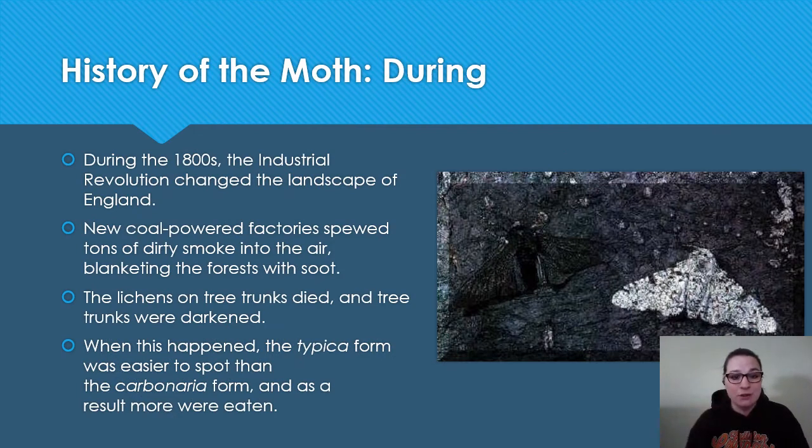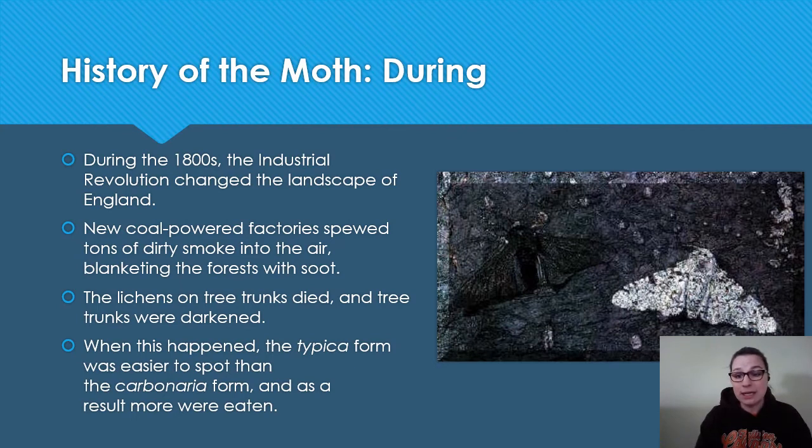So in the 1800s, the Industrial Revolution took place. And when that happened, the landscape of England changed. So we had coal power factories, and they were spewing out all this dirty smoke into the air because there was no environmental protection. We were just building stuff and making stuff using coal power, and we weren't thinking about the consequences of it. Well, one of the consequences was that it blanketed the forest with soot from burning of the coal. And so the lichens that existed on the tree trunks that helped give the tree color, they all died. And as a result, the trunks of the tree died as well.